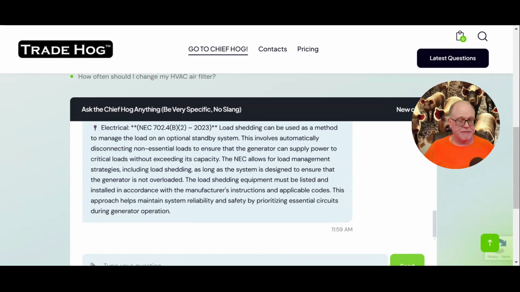Folks, the hog nailed it. And I could dig deeper and deeper and deeper. I could ask questions about load shedding. I can go into even more about it. The point is, it answers the question. It's amazing. You need to check out TradeHog.net.